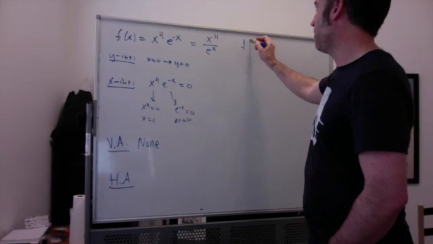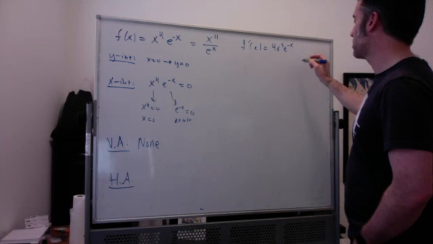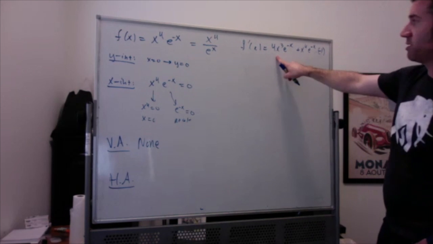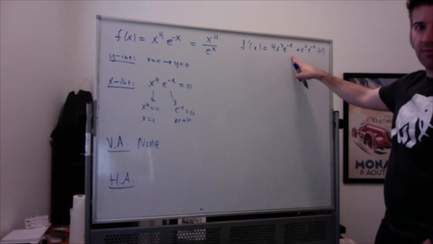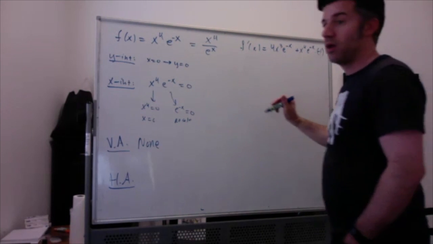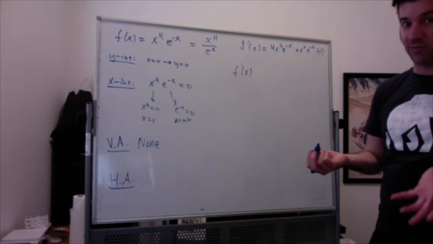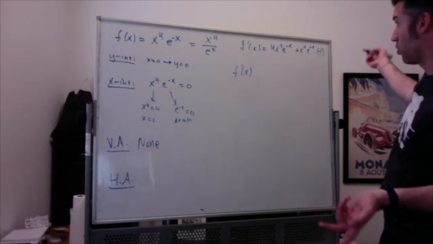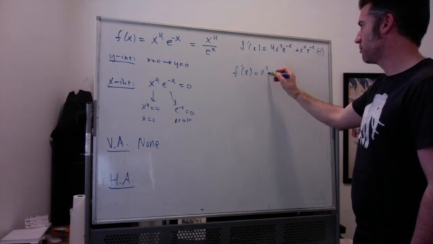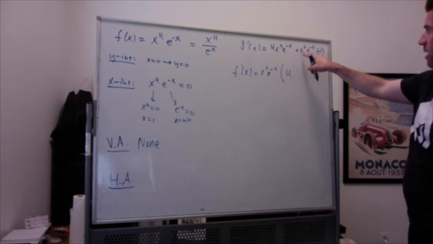First derivative, so f prime is going to be 4x cubed e to the negative x plus x to the 4th times e to the negative x times negative 1. That's the derivative of x to the 4th times e to the negative x, plus x to the 4th times the derivative of e to the negative x, which is e to the negative x times negative 1. I'm going to factor because I'm trying to find the critical values, so I'm always going to try to set this equal to 0. I can factor out an x cubed e to the negative x. I'm left with a 4 here, and then x times a negative 1 there.